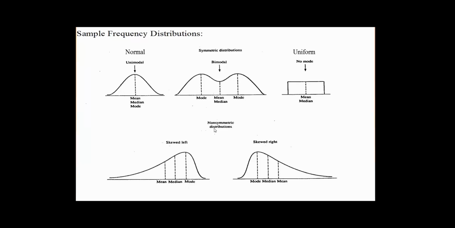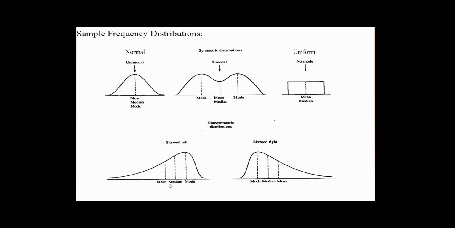Another example may be a bimodal distribution, where we have two modes, and the mean and the median are in the center. And then a uniform distribution, where we have no mode, and the mean and the median again are at the center.